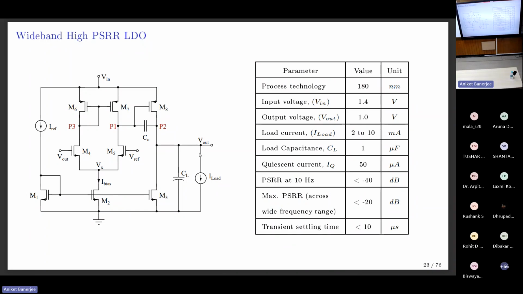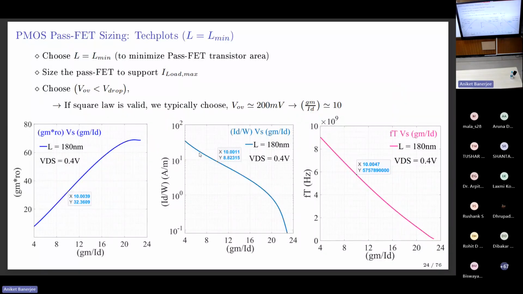You would have chosen L min and then arrived at the value of W, correct? Now, if you follow the square law, meaning the lookup table approach, we need to come up with the tech plots. In this case, the tech plots are only for L, because we already know that the PMOS transistor has to use minimum length as its dimension, and we know the VDS is 0.4 volts.